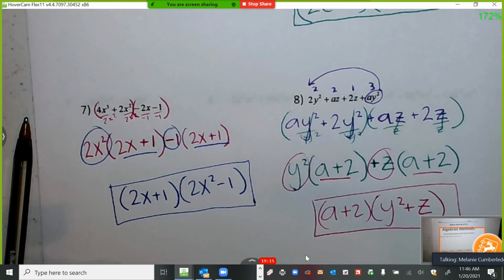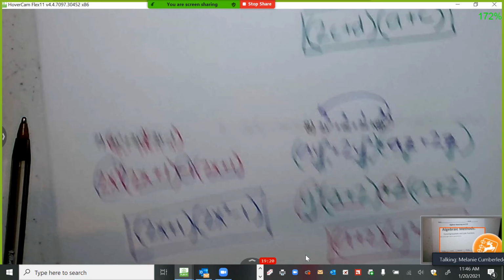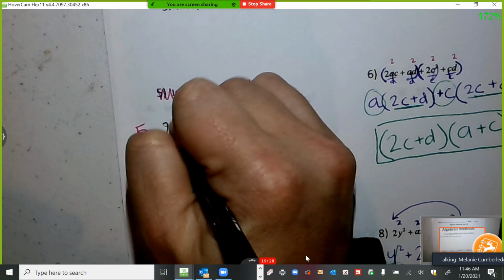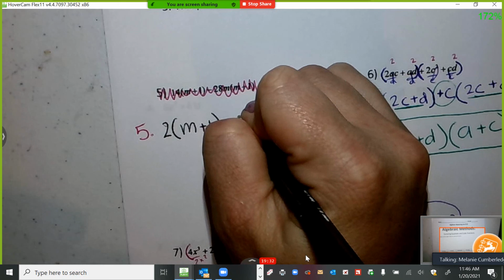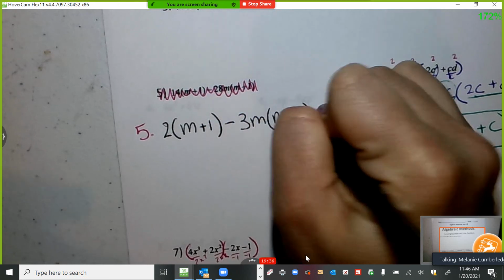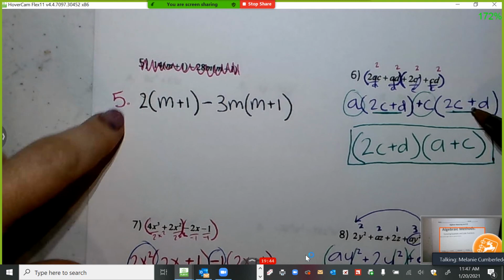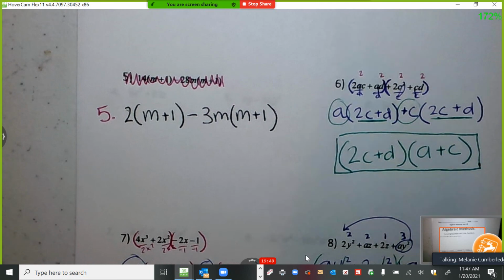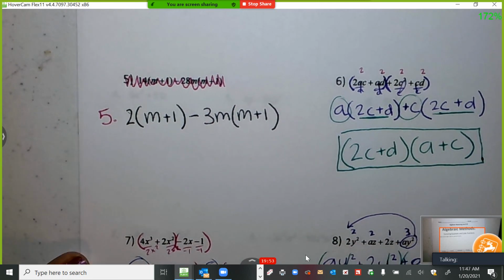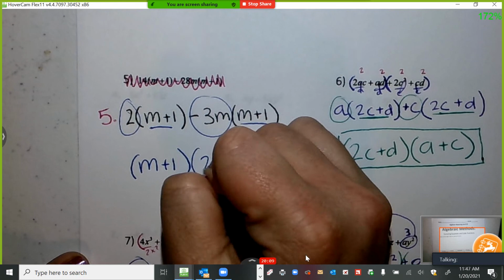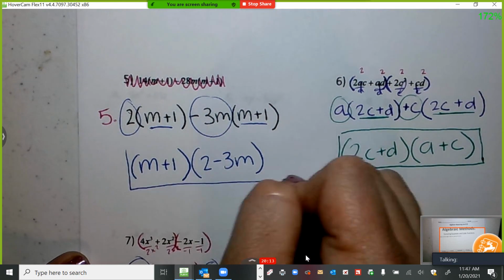Okay, so I'm going to show you one more problem. It's going to be simple, not much math, okay? If I told you I'm going to redo number 5, that we had 2 times (m plus 1) minus 3m (m plus 1). If this was your problem, it has already been grouped, right? And the GCF has already been taken out. So this first step is already done for you. So what would my final answer be? Do the parentheses match? So the parentheses are one of my factors, and the leftovers would be my other factor. Okay.